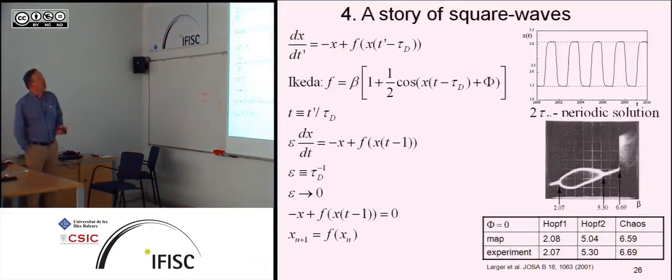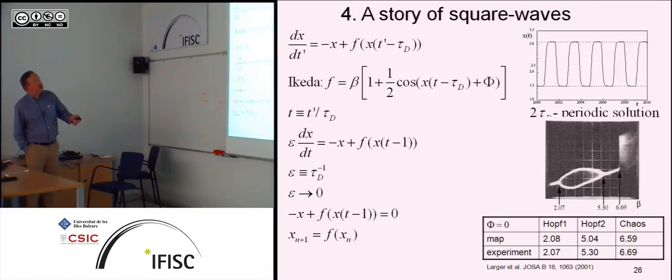I will skip this. And now I'm talking a little about my research topic, which is just my saga of square waves. Okay. If you explore a scalar delay differential equation, this is in all textbooks, we have a delay differential equation here, f is a nonlinear function. For example, f could be the Ikeda equation. Now you're looking into the case when tau d is very large, you change the time scale. If you change the time scale, you get an epsilon here, which is inversely proportional to the delay. Then you say, oh, it would be nice to have epsilon equal to zero. Then you get an equation for a map. Okay? And the fixed point of the map actually tells you about the value of the plateaus of the square wave.